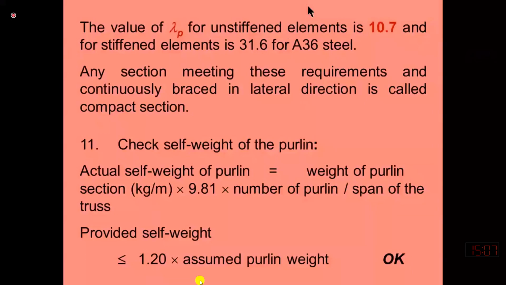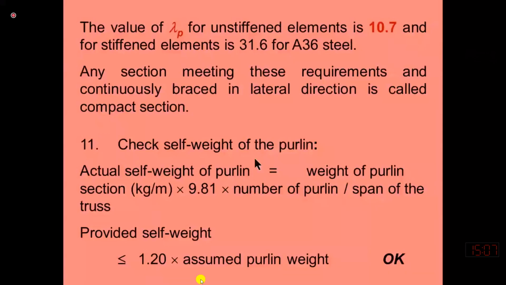Then we will also check the self weight. At the start we assumed a certain self weight of the purlin. The actual self weight of the purlin should be less than the assumed value. If the actual weight after designing is more than the assumed value, it means we need to revise the design, because we started the design with a lesser load and the actual weight is more. So how do we compute the actual self weight? It can be computed by this formula.